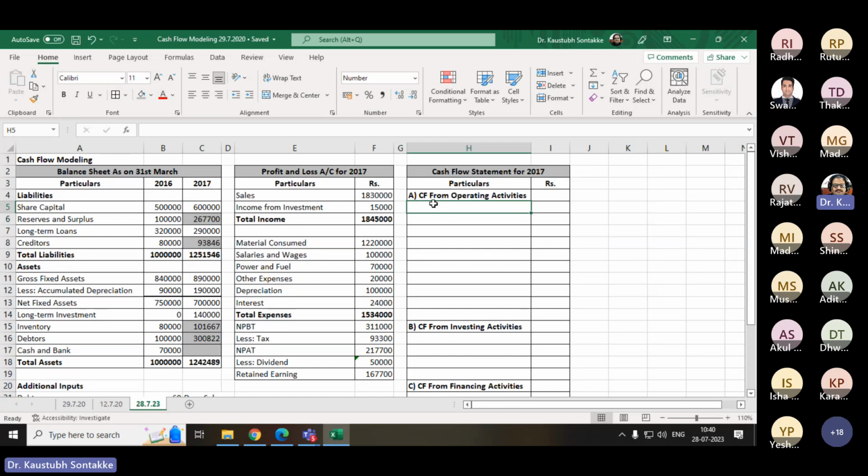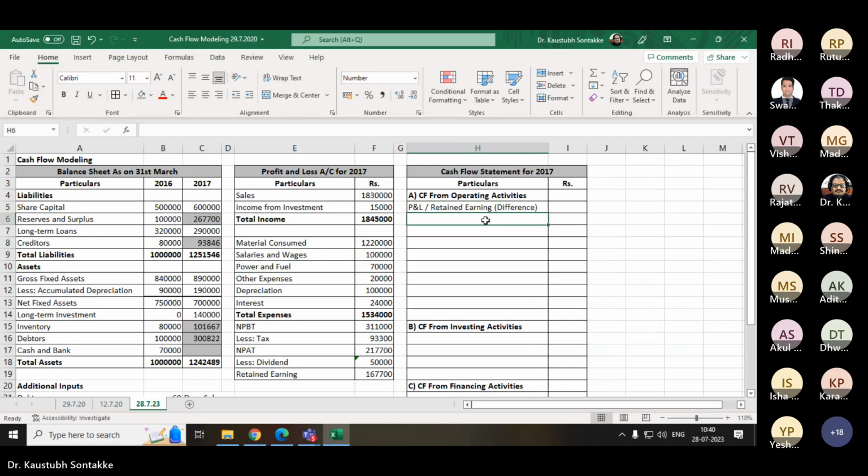So let's start. Always you can remember this. The starting point is profit and loss account or retained earning. We can write P&L or retained earning. We have to take the difference. Understand, look at the balance sheet.